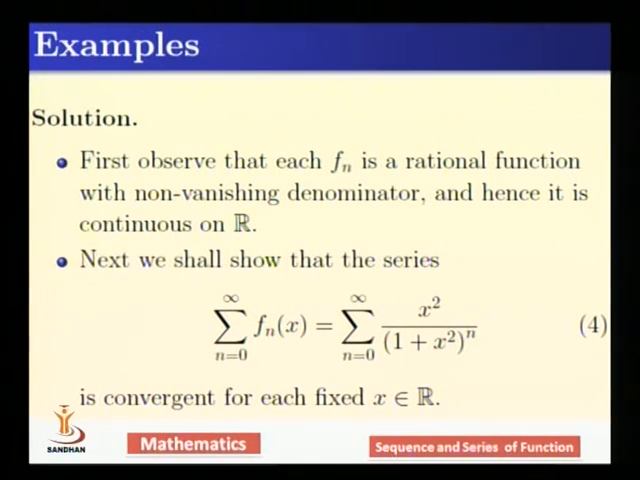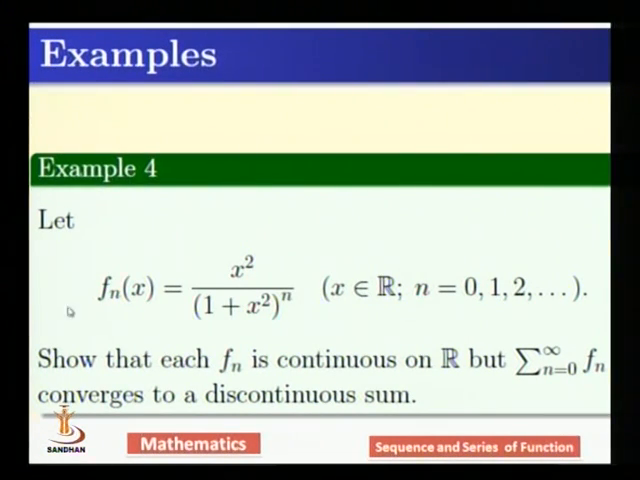First of all we observe the following: each fn(x) is x squared upon (1 plus x squared) to the power n. The numerator is x squared, which is a polynomial of degree 2, and the denominator is (1 plus x squared) to the power n, which is a polynomial of degree 2n. So both are polynomials, and therefore fn(x) is defined provided the denominator is not 0. Because x is real, x squared is always non-negative, so the denominator is not 0 anywhere, so this is defined.